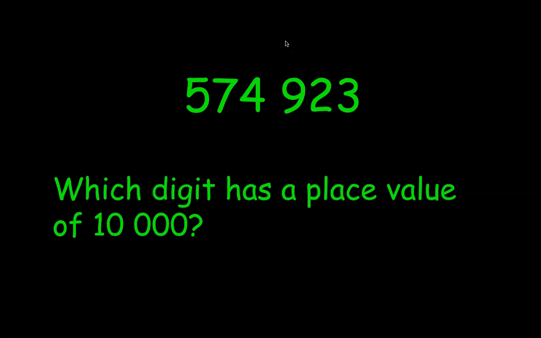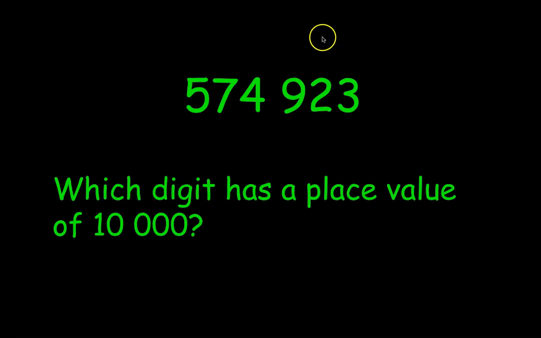574,923. Which digit has a place value of 10,000? You should be able to get this quite easily. Which digit has a place value of 10,000? Right, the answer is the 7. Ones, tens, hundreds, thousands, 10,000s.